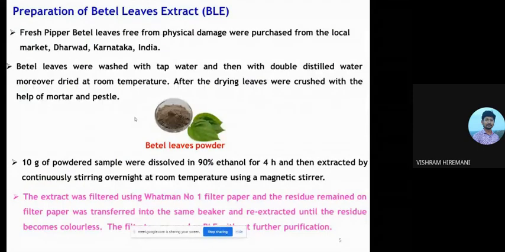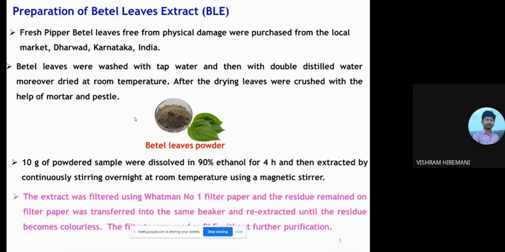We procured betel leaves from the local market in Dharwad, Karnataka. We just used size 4. The betel leaves were washed with tap water and then with double distilled water, and then dried at room temperature. After drying, the leaves were crushed with the help of a mortar and pestle.